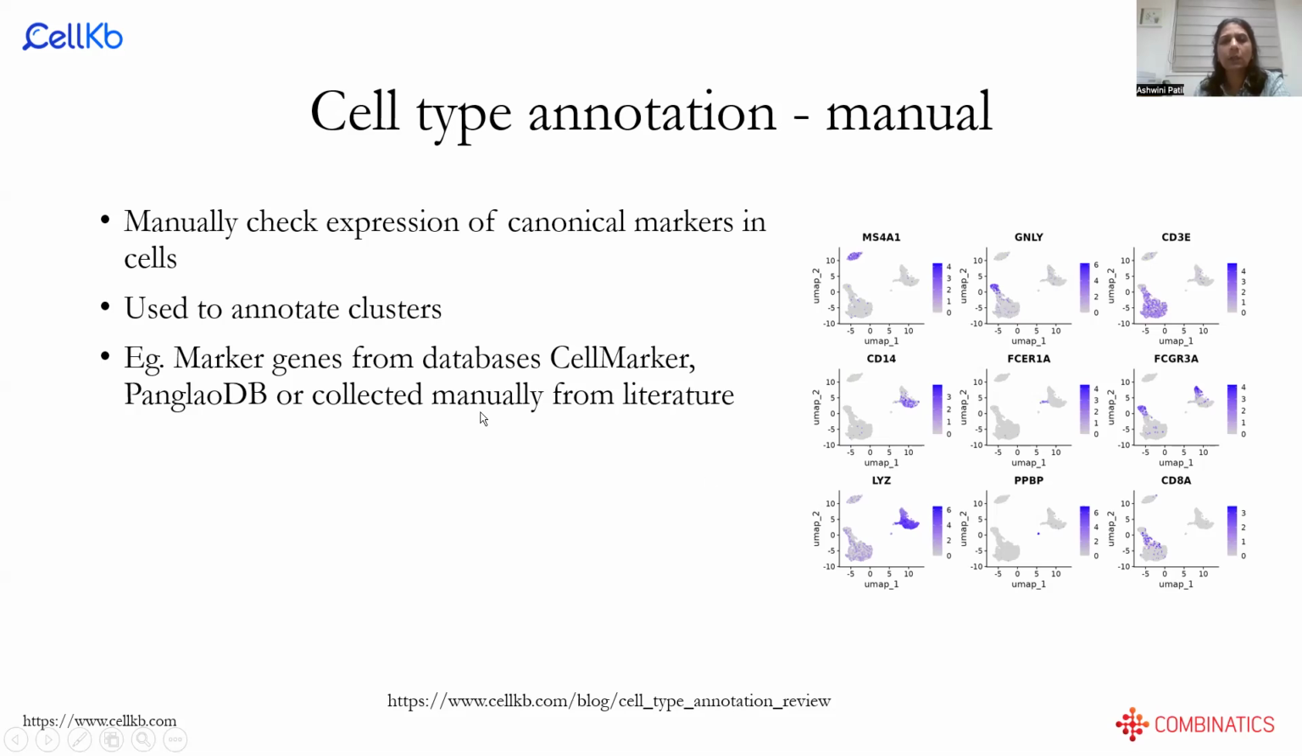So this is, of course, time intensive and it is not scalable, but even after automatic annotation, this is actually a good way to check your annotations. So manual confirmation of annotations is essential even after automatic annotation. So it's good to have a list of these canonical markers, which is not always available for all cell types. Okay? But I will go over how CellKb helps with that as well.